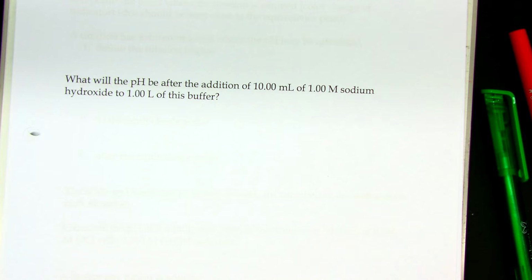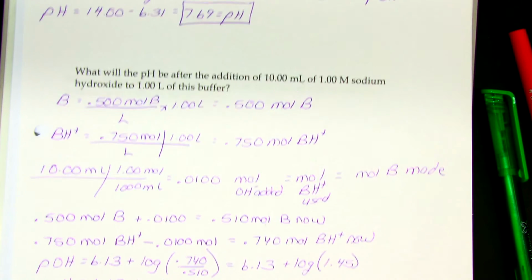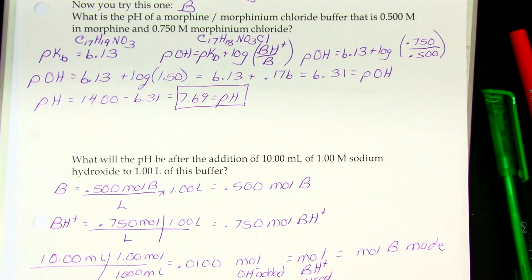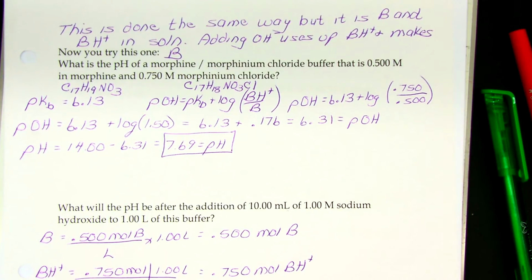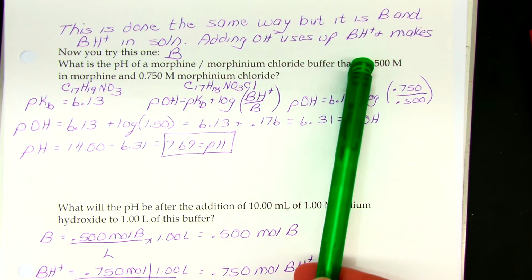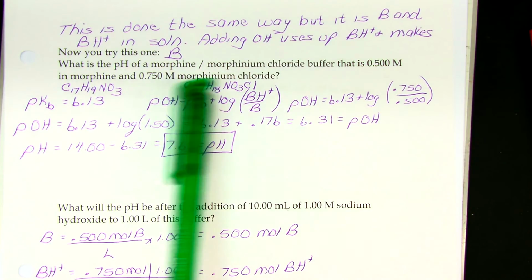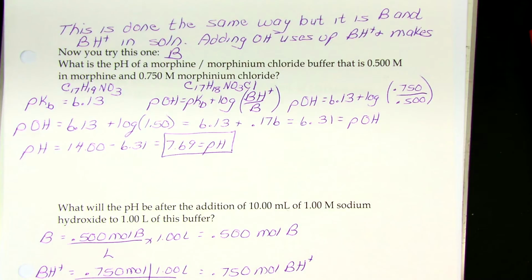So I want to go over this now because this one was different. We had not done anything exactly like this. So when you look at this, you have to think about what's going on in my beaker. Now, this is done the same way as the previous problem, but what's in solution is your base B and your BH+. So if we add hydroxide, it's going to react with the BH+, the protonated base, or the conjugate acid of the weak base, and it's going to make base plus water. So we're using up BH+, and we're making the base.